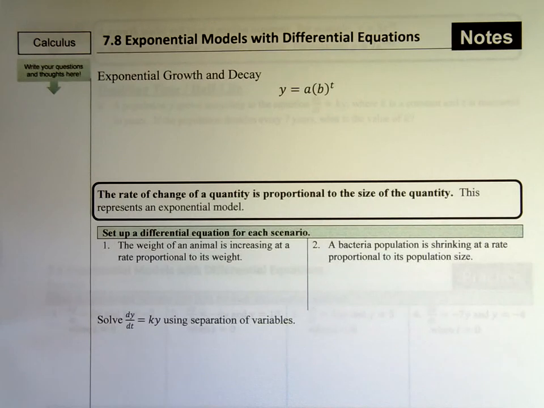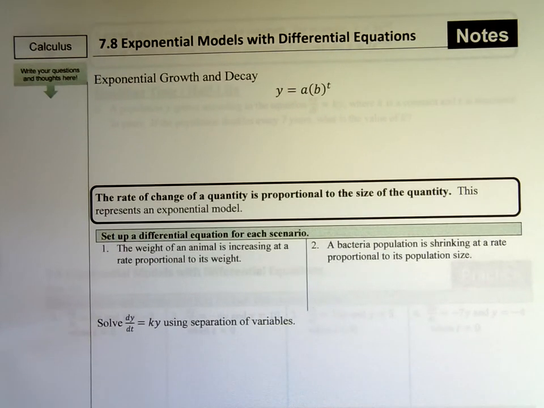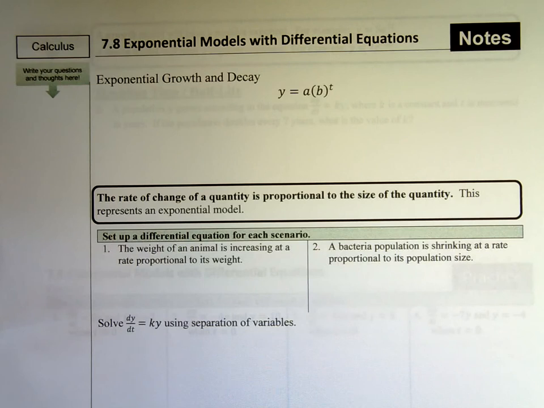All right, kids, here comes the last section of Unit 7. We're getting close. 7A is exponential models with differential equations. In other words, we're looking at exponential growth and decay. So if something is growing, like a population, or something is decaying, like radioactive material, you probably had science lessons and that kind of stuff. That's what this section's all about.